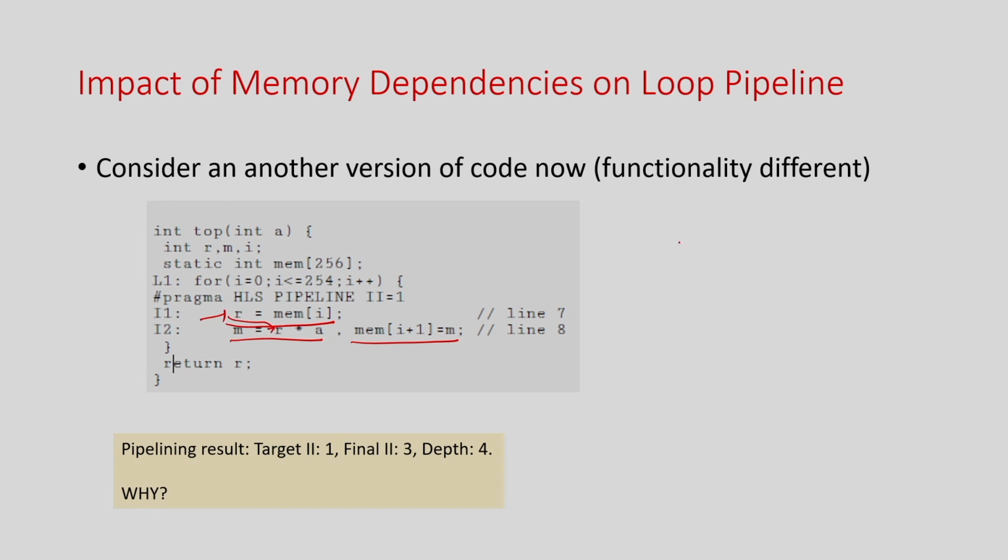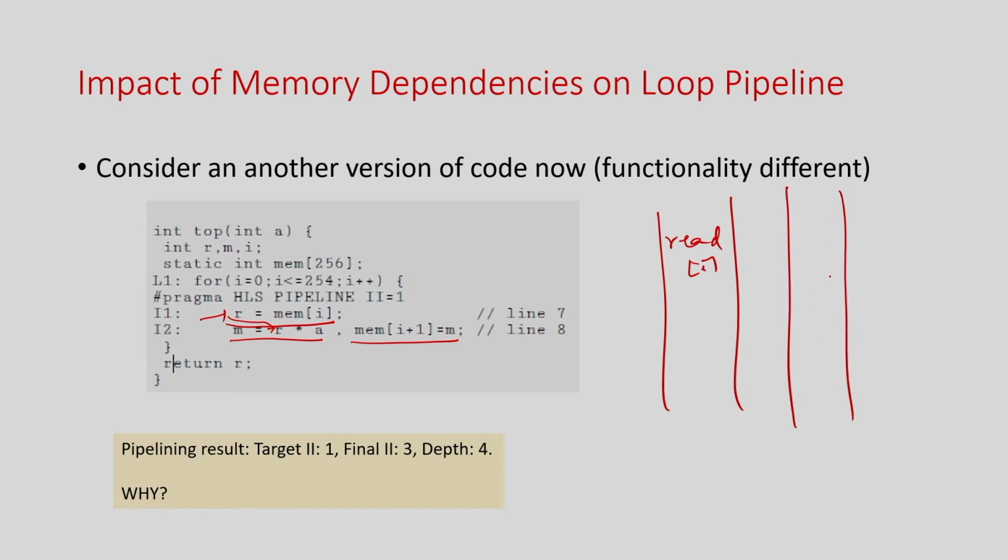Now I have to do this read of the i-th location, and only then can I start the multiplication. Once the multiplication is done, the result is written here, and only then can I do the write to the i plus 1 location. So what does it mean? It will take 4 cycles.